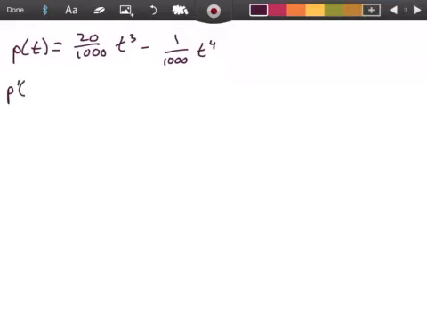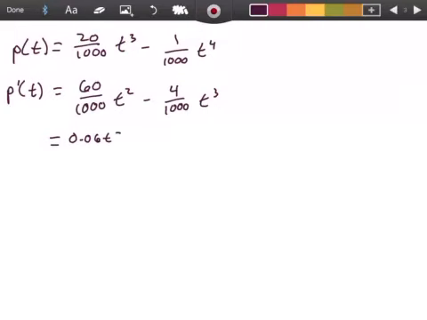So I'm going to start now by finding the first derivative. 60 over 1,000 t squared minus 4 over 1,000 t cubed. Now I'm going to go ahead and reduce: 0.06 t squared minus 4 thousandths t cubed. This is what the first derivative equals.